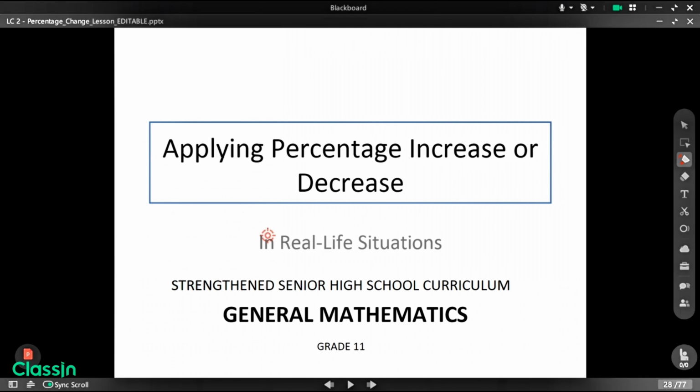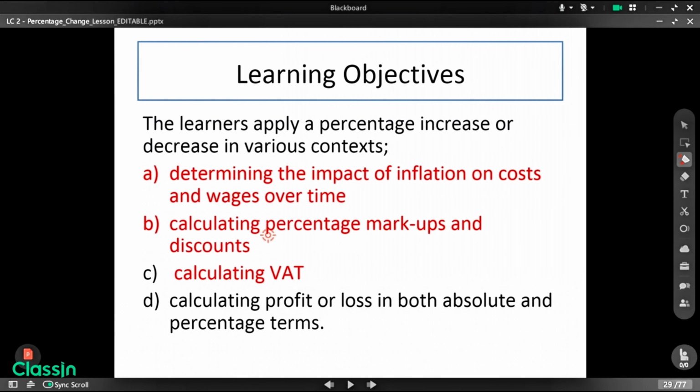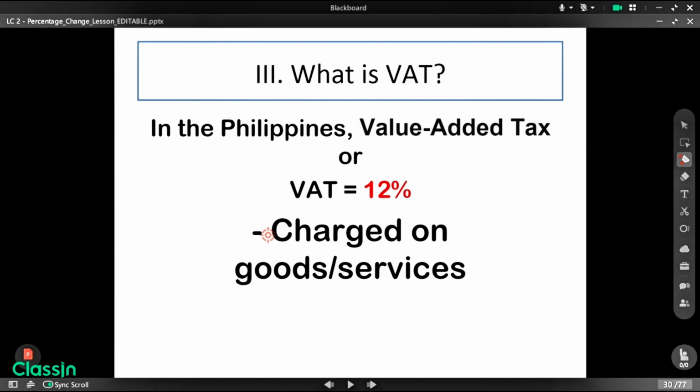Hello, I'm back. So for today, we're going to talk about calculating the VAT. But what is a VAT? In the Philippines, value added tax or VAT is equal to 12%, usually charged on any goods or services.